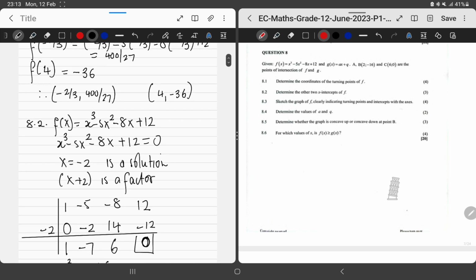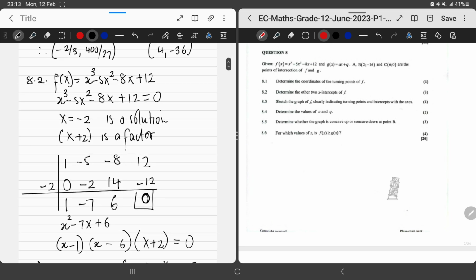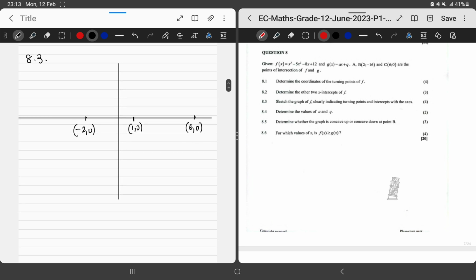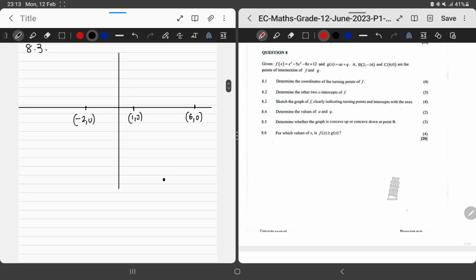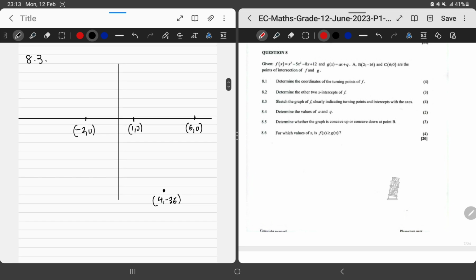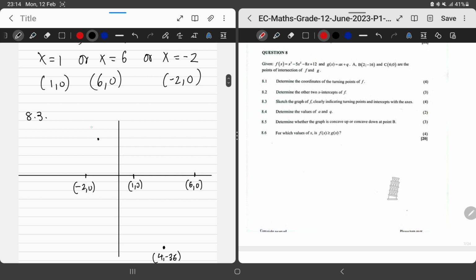Now let's look at the turning points. (4, -36), so it's going to be somewhere there. 4, so it's (4, -36). And the other turning point is (-2/3, 400/27). So it should be somewhere there.